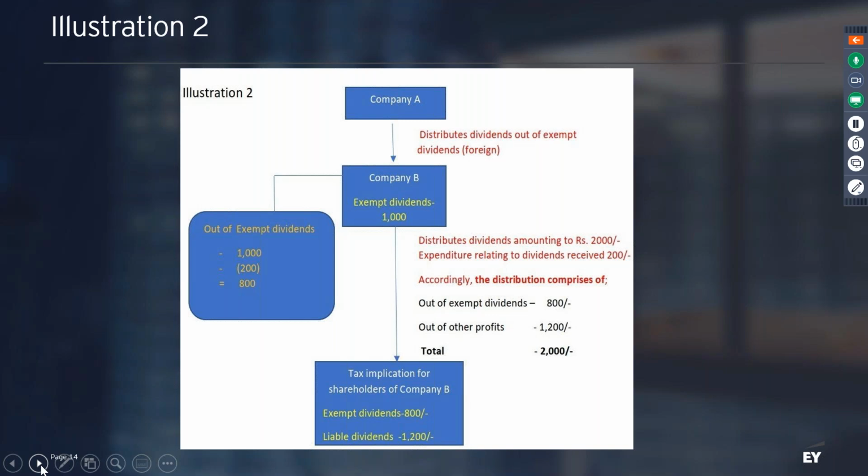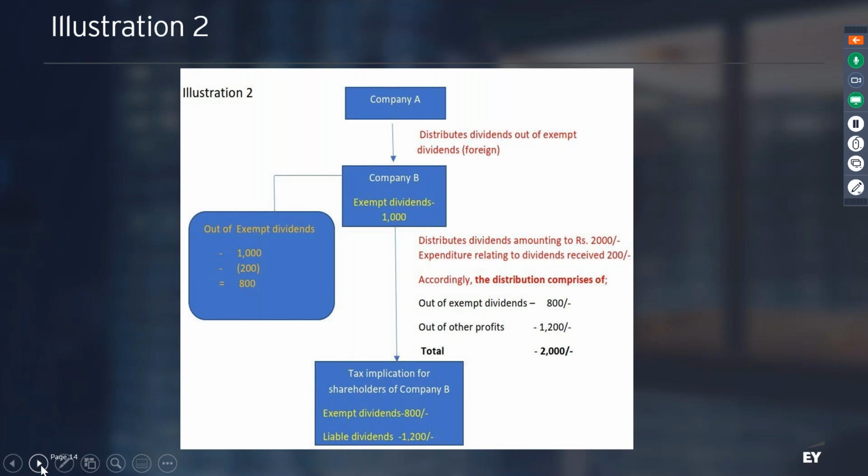Do they have any tax exposure on such income? I mean, does company B have any tax exposure on such income? No, because company B has no requirement to deduct taxes on such income, as in the dividend warrant they receive from company A, this shows as exempt dividend.